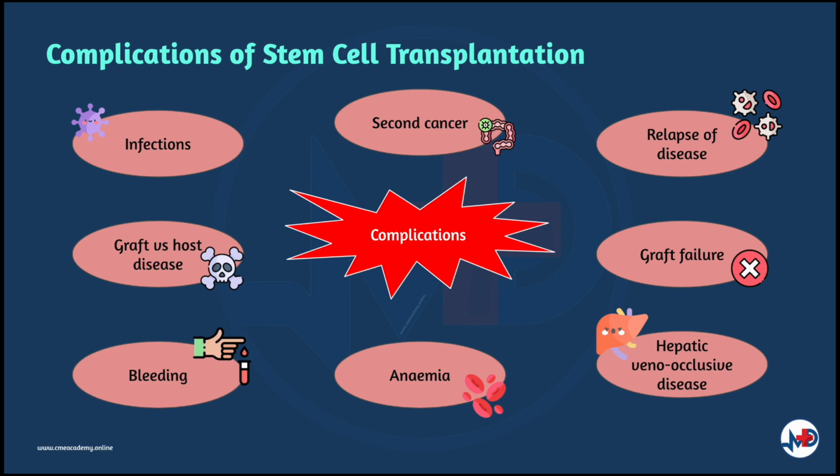The complications include infections which could be acute or chronic, graft versus host disease, bleeding, and anemia. Hepatic veno-occlusive disease can happen within 3 weeks of transplant. Graft failure, relapse of the disease, and second cancer may also be complications of stem cell transplantation.